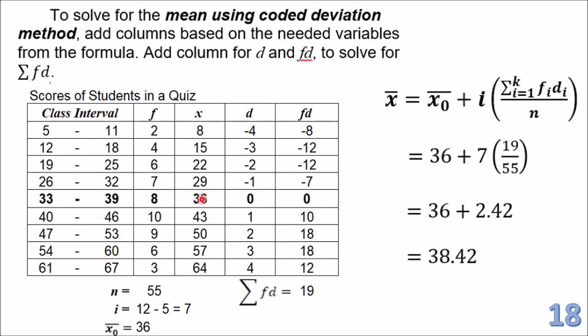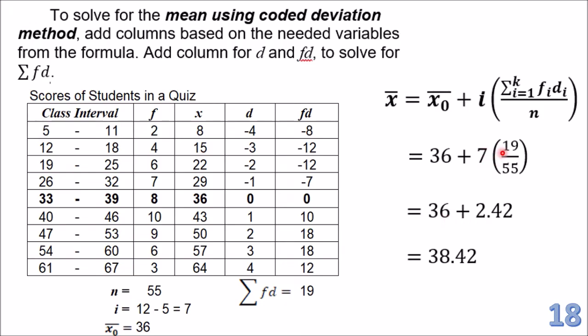And now, we are ready to substitute these values into the formula of the coded deviation method of solving the mean. So, ito yun. X bar equals x sub 0 plus i times the summation of fd over N. x sub 0 is 36. Ito yung assumed mean natin. i is 7. fd summation is 19 and N is 55. We simplify lang natin ito.